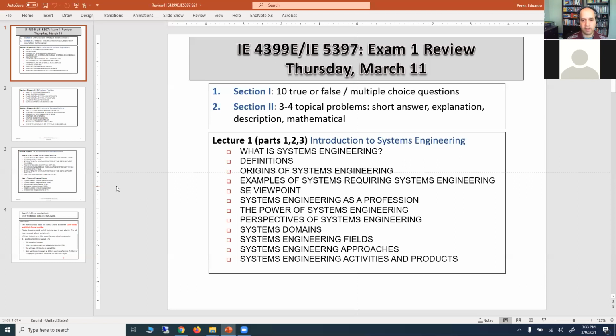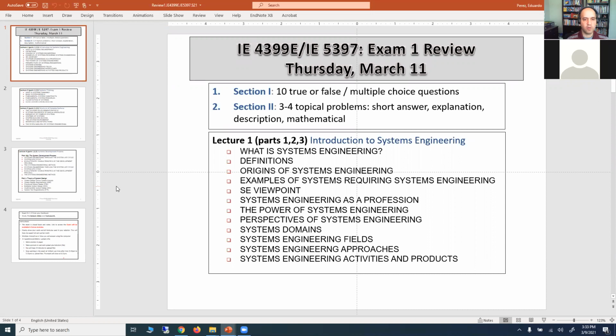And then the rest of the points for the exam are in section 2, in which you're going to have 3 to 4 topical problems related to the material that we have covered in this first part of the semester. These could be questions related to drawing diagrams or explaining some of the things that we have discussed, such as the system lifecycle model, the system engineering method, and so on. So you will see a combination of problems in this section.